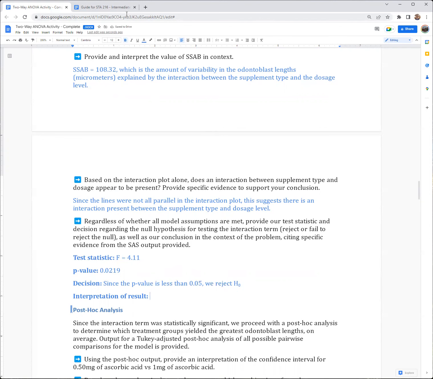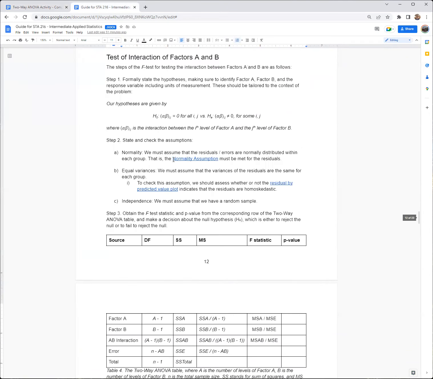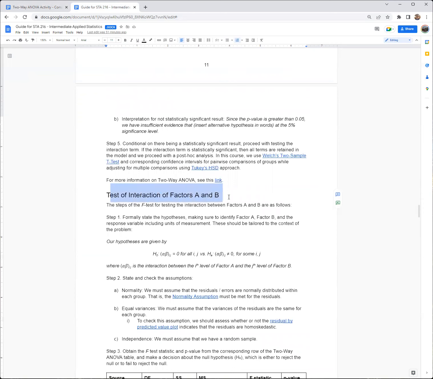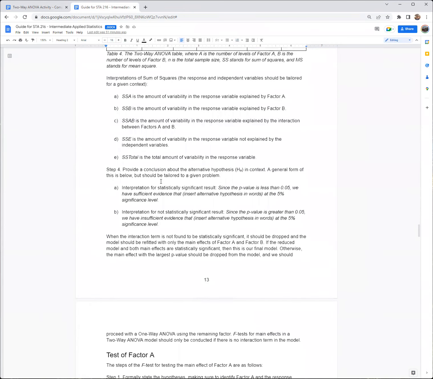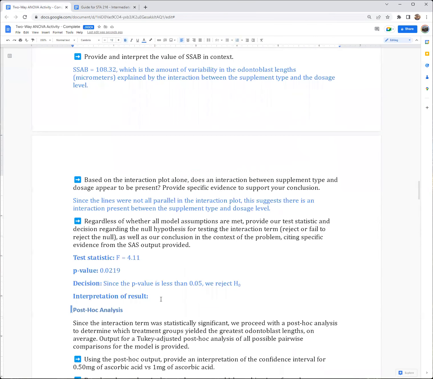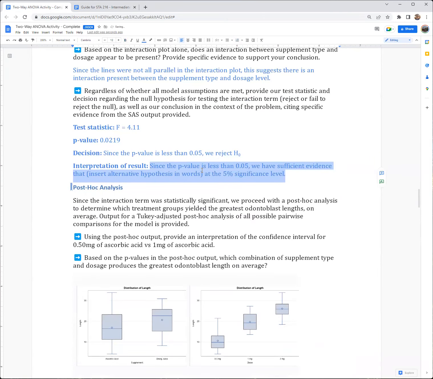Okay, so interpreting our result, let's look at, again, the Guide for Stat 216 document. There's a subsection about testing an interaction between factors A and B. Let's look at the interpretation, step 4 here. Okay, so this is a statistically significant result, so we'll copy this one.